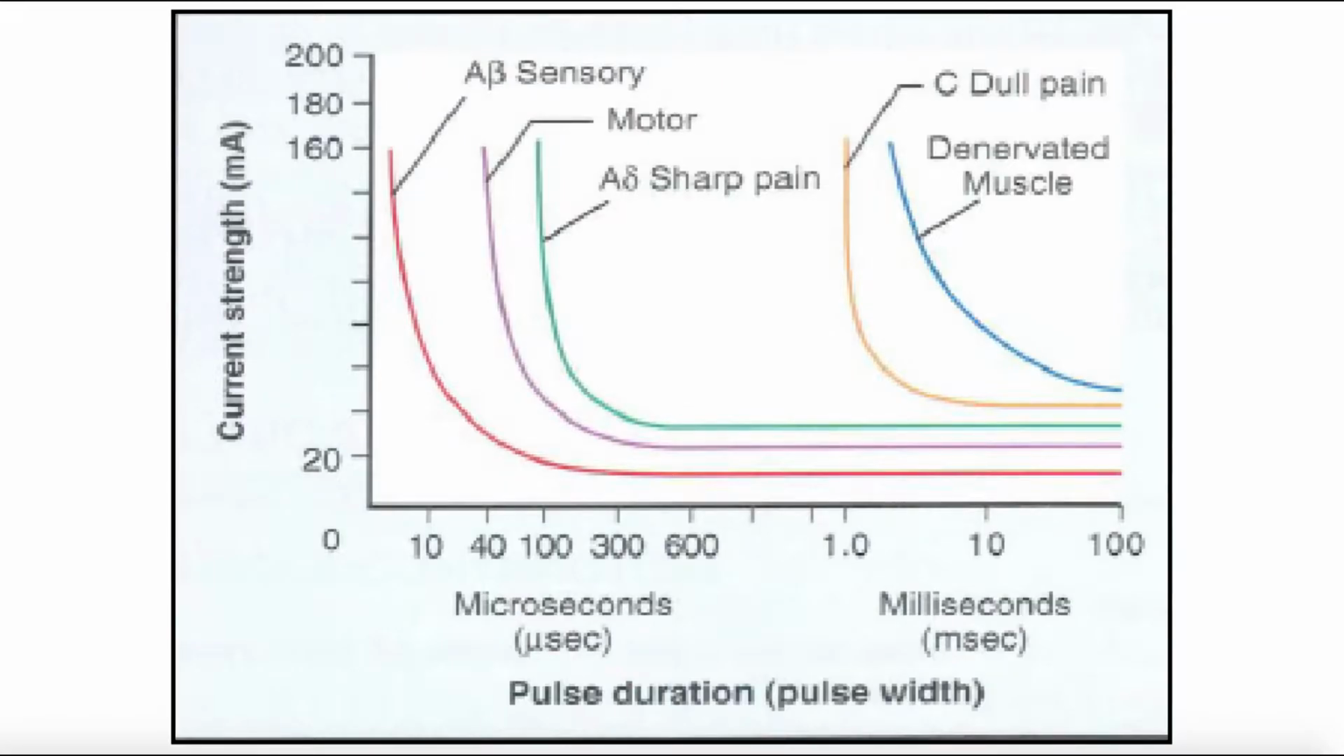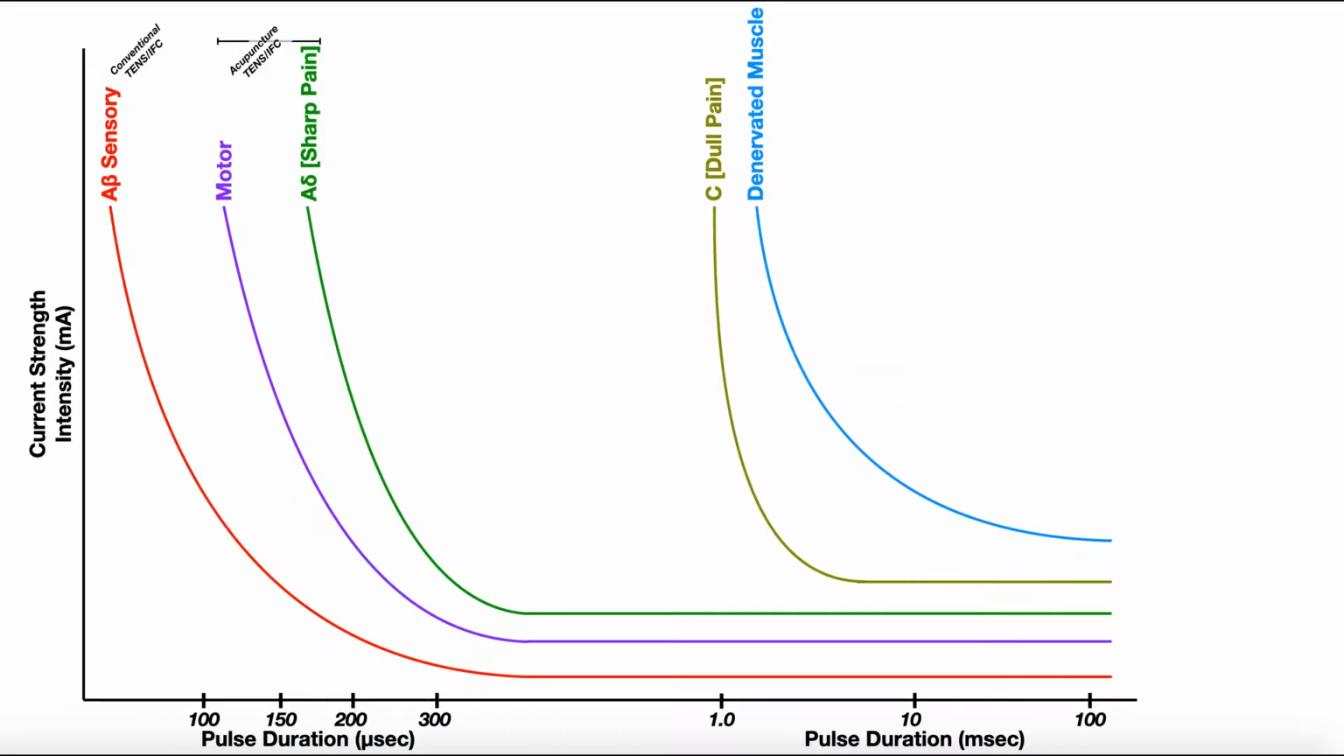If you've spent any time studying electrical stimulation as a therapeutic modality, you've probably seen a figure that looks something like this. This is what's called a strength duration curve, and on first glance it can seem really imposing and overwhelming. But we're going to break down how you interpret this throughout the course of this video. Let's start by breaking down the axes of this figure.